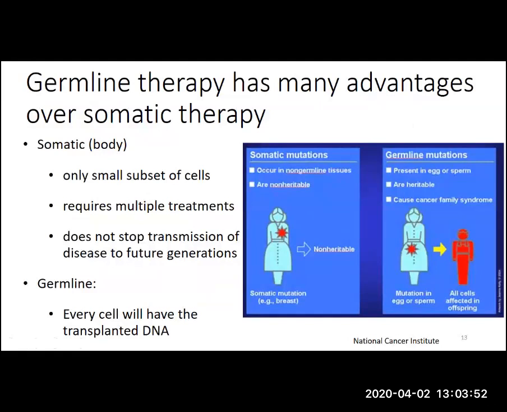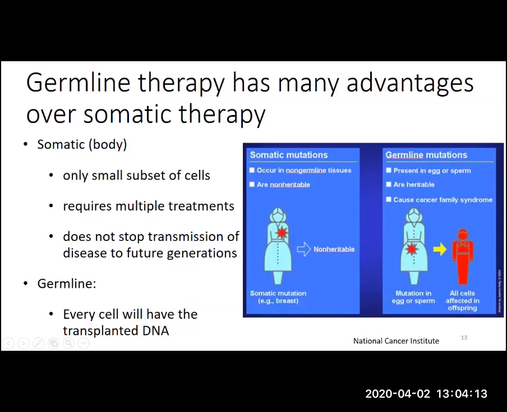It works, but in general, it requires multiple treatments, and it doesn't result in stopping the transmission of the disease to future generations. And so, at least from a theoretical standpoint, one of the goals is to look at germline mutations and germline therapy.